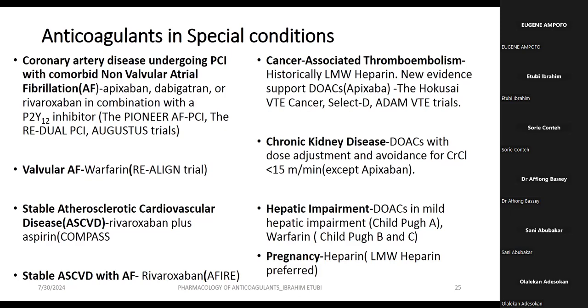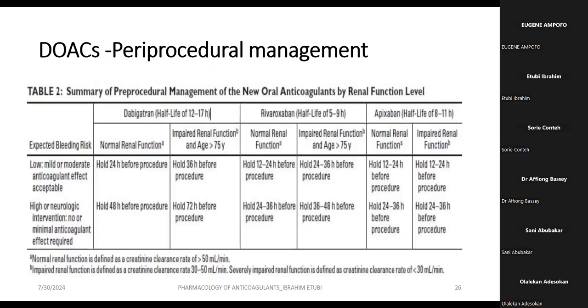And then for patients that have hepatic impairment, it has been shown that the oral anticoagulants can be used in patients that have mild hepatic impairment, like Child-Pugh A, and then warfarin can be used for those in Child-Pugh B and C, even though this has to be guarded because we know that the metabolism of warfarin is mostly hepatic. And then in pregnancy, low molecular weight heparin is mostly preferred.